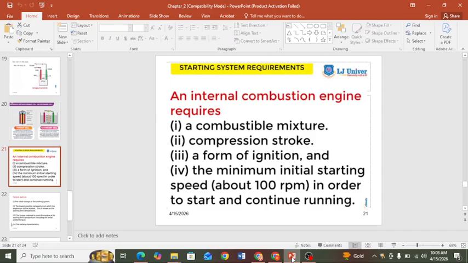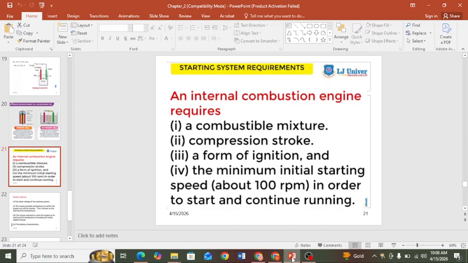Then the compression stroke is required. When we think about the internal combustion engine for the charging system, the compression stroke takes place after the suction stroke. There are four strokes: suction stroke, compression stroke, power stroke, and last the exhaust stroke. The compression stroke creates maximum power with the help of compression to start the ignition system or the starting system, generating the electrical energy to form an ignition.